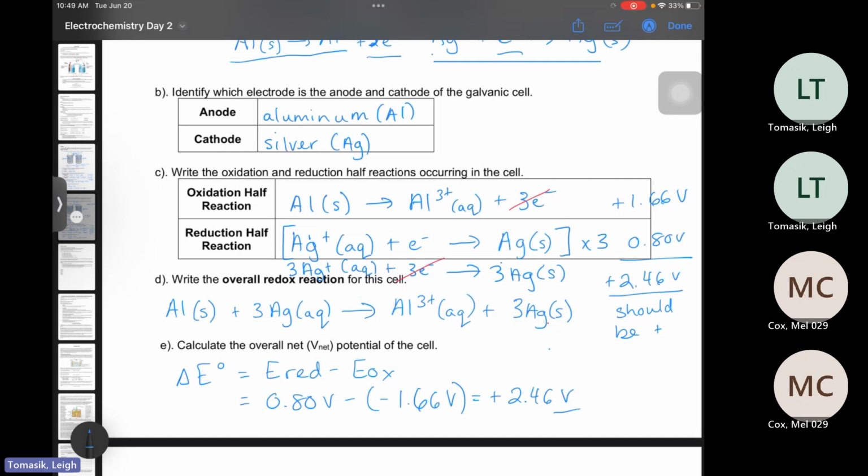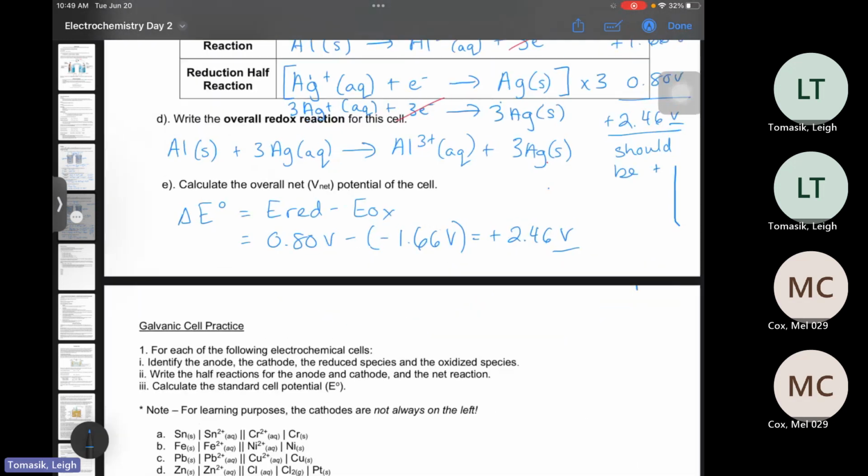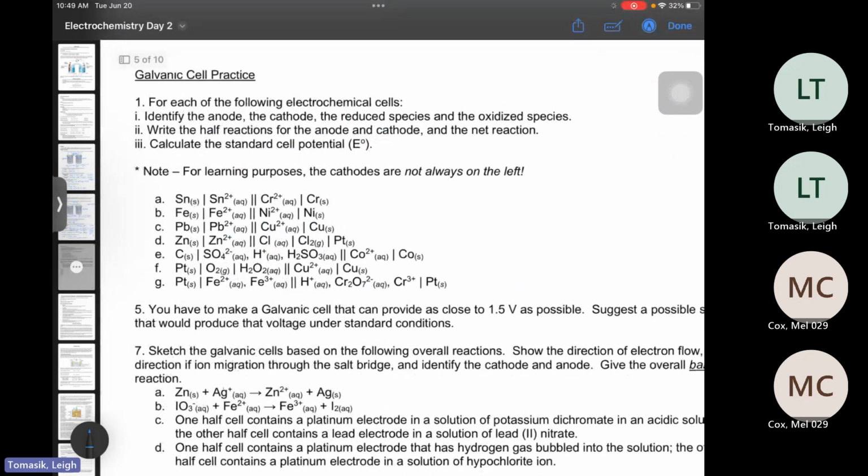Okay, make sure you're using the voltage sign when you do your calculation. Otherwise, I will have to take part marks off, right? So our units are important because remember, we can measure things. Sometimes, like calories and joules, we don't know what unit you intended if you don't tell us. So we have here some galvanic cell practice.